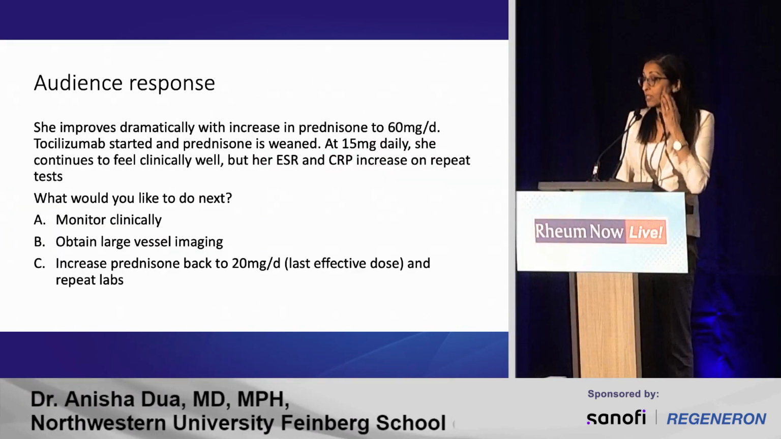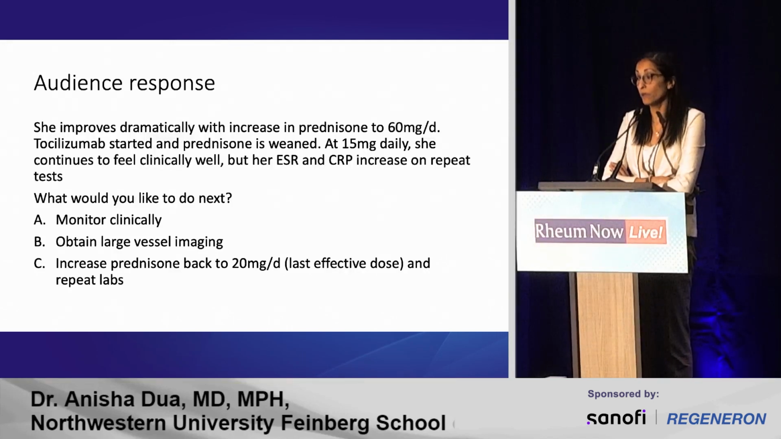So this patient improves dramatically with an increase of the prednisone. I start tocilizumab and wean down the prednisone to 15 milligrams daily. She continues to feel clinically well, but her SED rate and CRP increase on repeat tests. So what do you want to do? Do you want to monitor her clinically? Do you want to get some large vessel imaging? Or do you want to increase her prednisone back to the 20 milligrams that she was just on, that was effective, and repeat her labs on that dose?